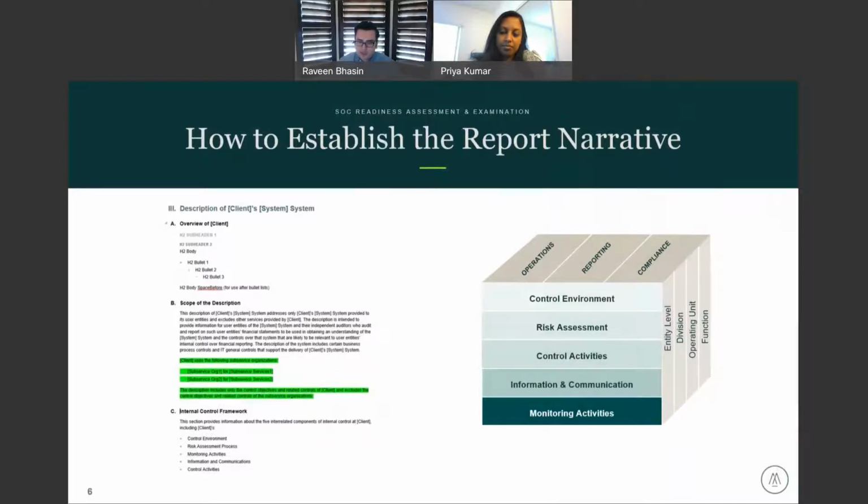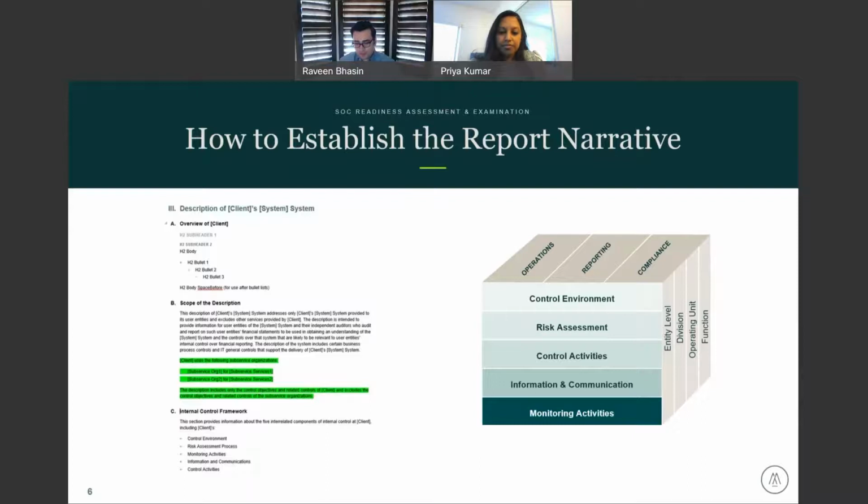From a SOC 2 perspective, you typically lay out your narrative to define the control environment, the risk assessment, the control activities, information and communication, as well as monitoring activities across your operations, your reporting and compliance efforts at the entity, division, operating unit, and functional levels.